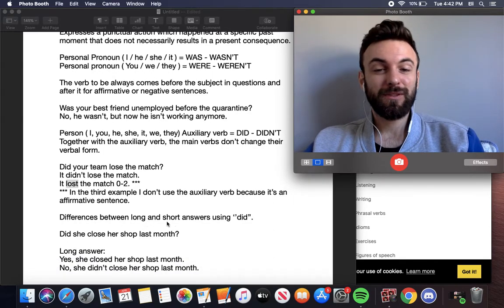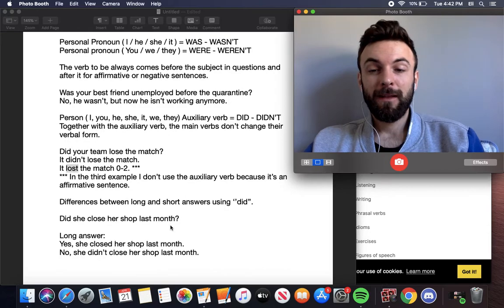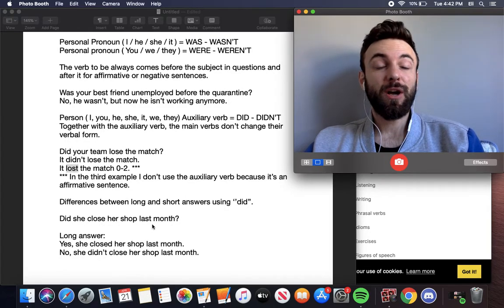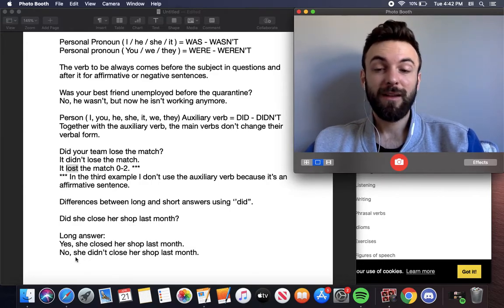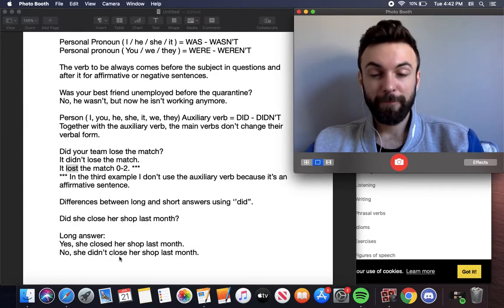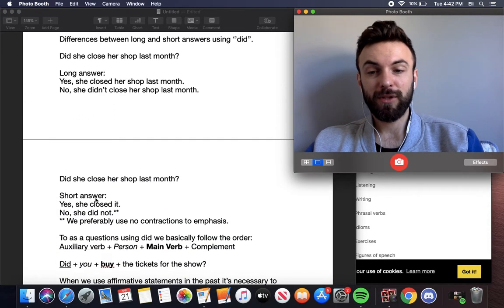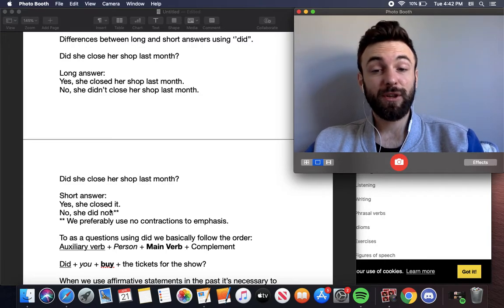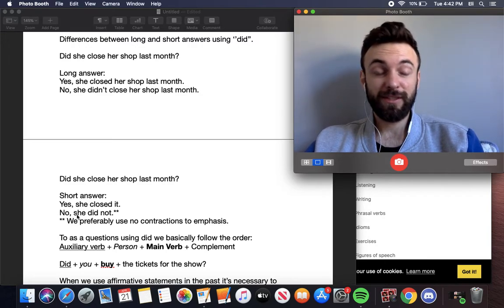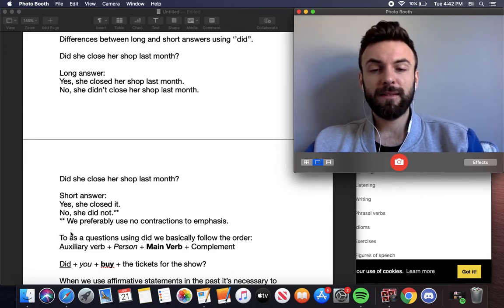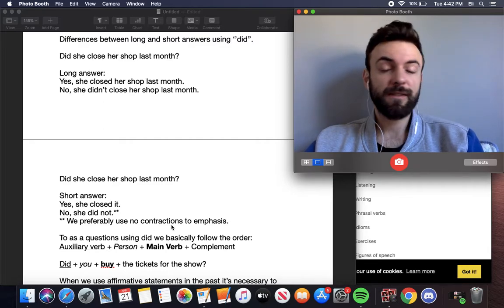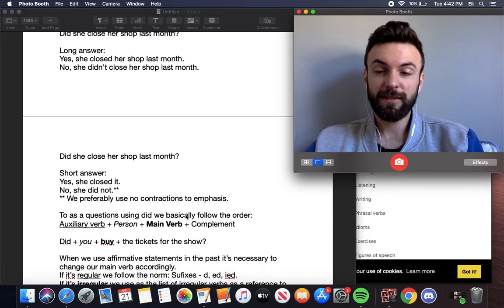Differences between long and short answers using did. Did she close her shop last month? In long answers, yes, she closed her shop last month, or she didn't close her shop last month. However, in a short answer, I would say, yes, she closed it, and no, she did not. And the reason I don't use didn't here is basically because it's preferable to use no contractions for emphasis.